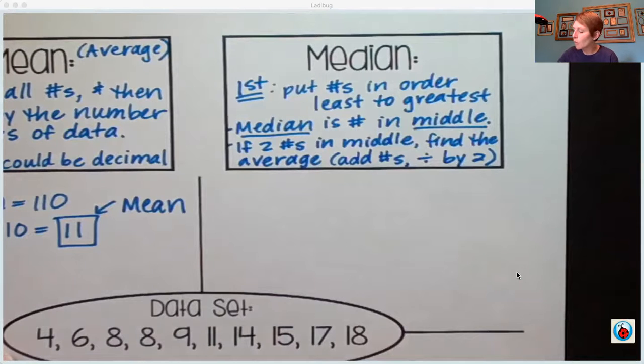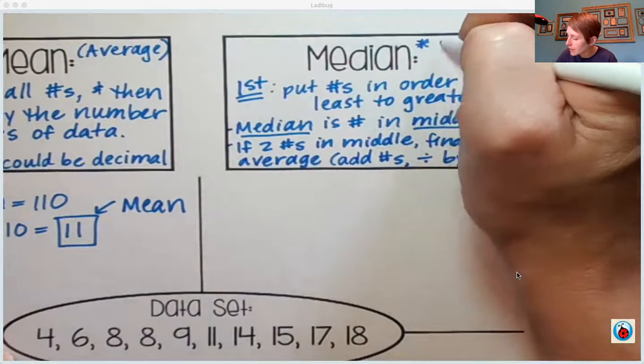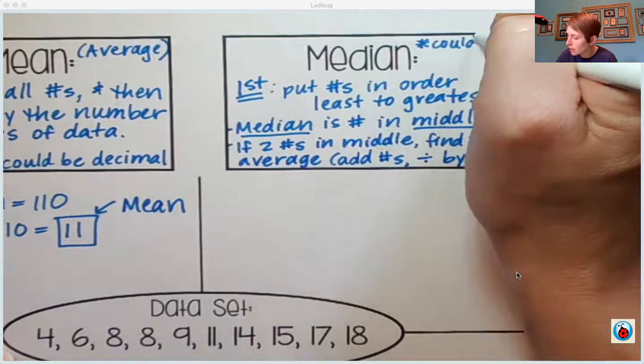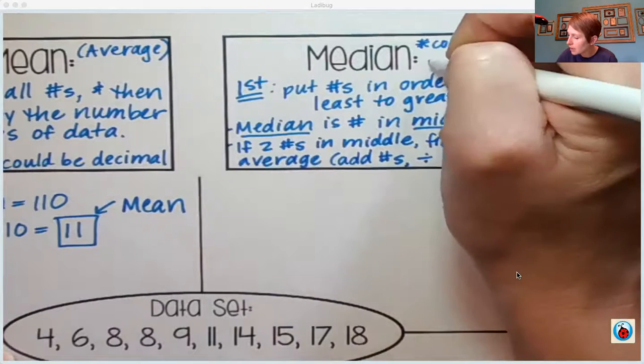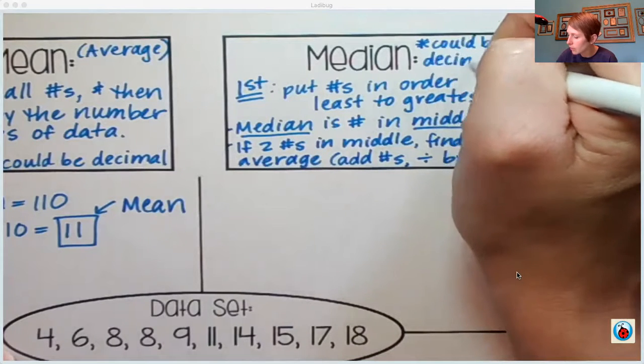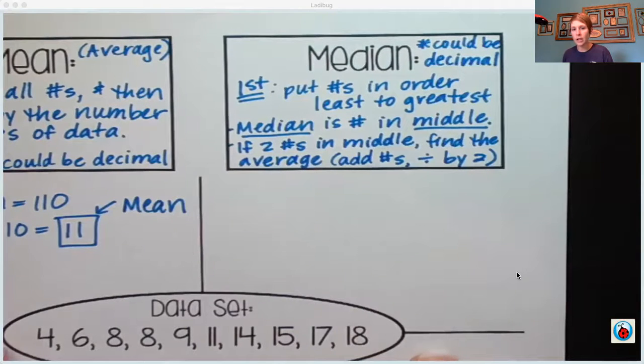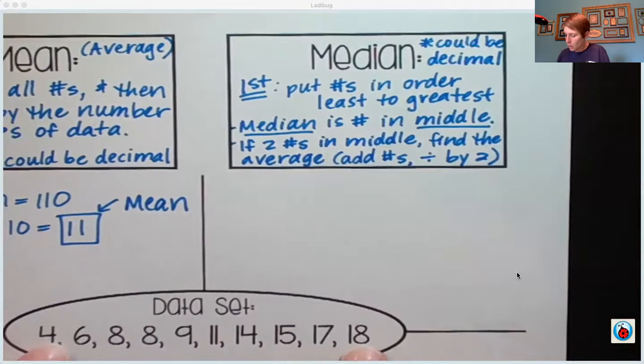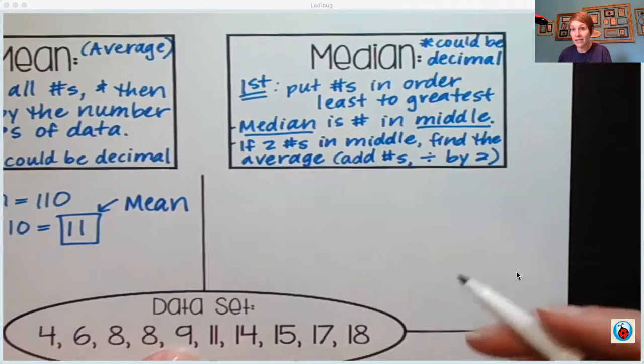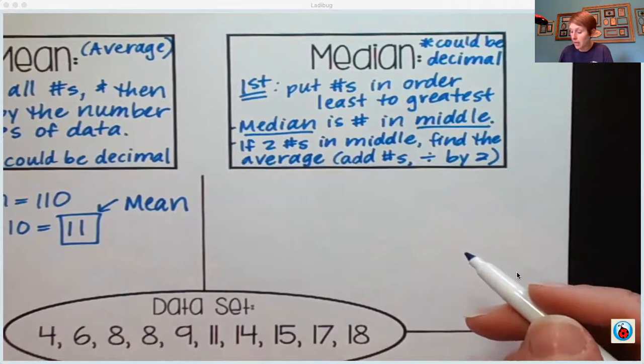Now this is another one, we're going to make a little note up here like we did last time. This is another one that could be a decimal. Don't freak out if you get a decimal answer. So let's look at our data that we have down here. Okay, 1 from each end, just kind of count together. 2, 3, 4, 5. Okay, so I have 9 and 11 in the middle. I don't just get to have a nice, easy number sitting there that I would write as my median.